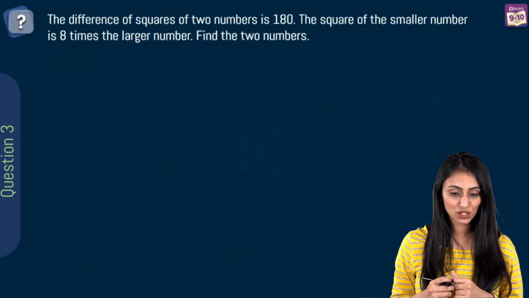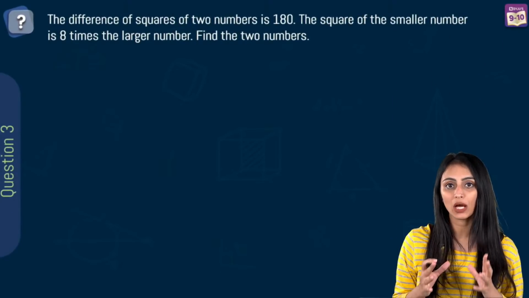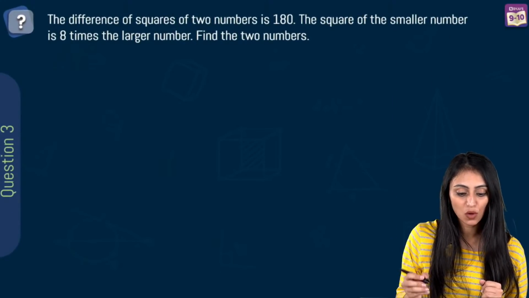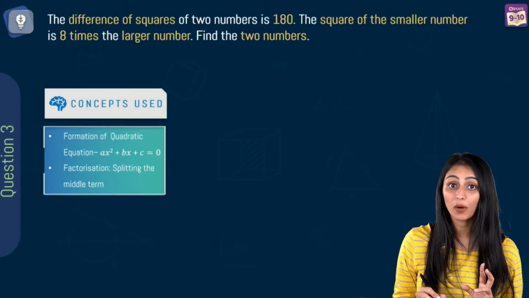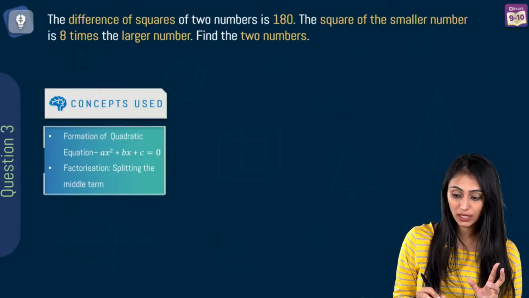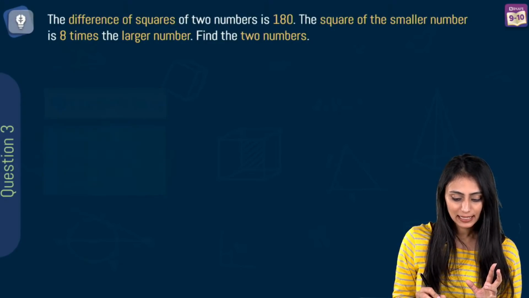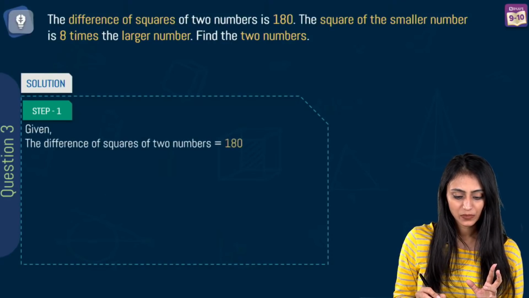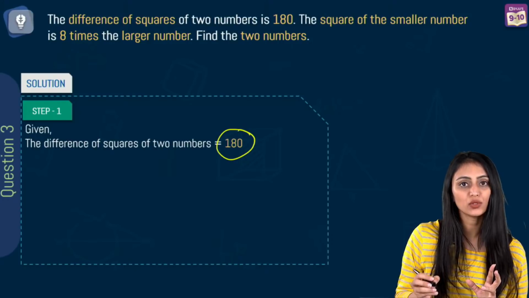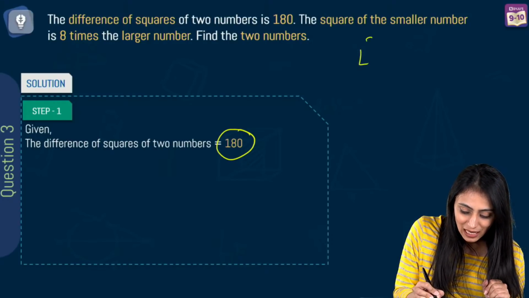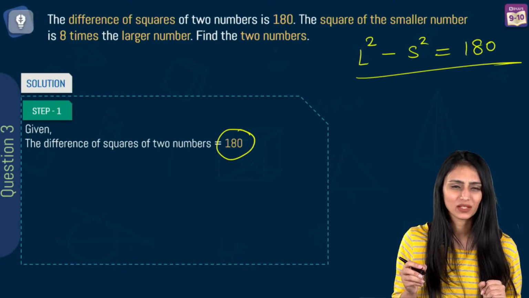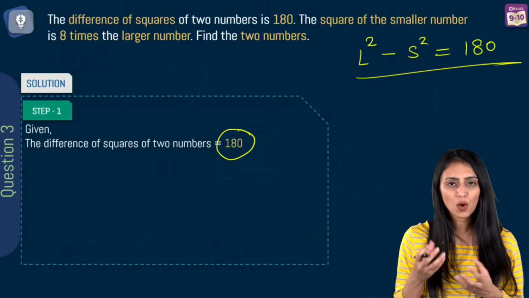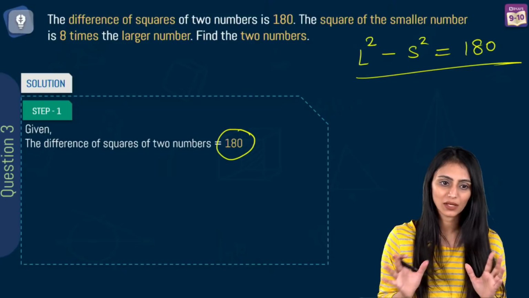Let's take a look at the next question. The difference of squares of two numbers is 180. The square of the smaller number is 8 times the larger number. Find the two numbers. Here I'm talking about two numbers, one smaller and one larger, right? The difference of squares is 180, so obviously larger number square minus smaller number square would be equal to 180. Definitely, we'll be subtracting the smaller number from the larger number, right?